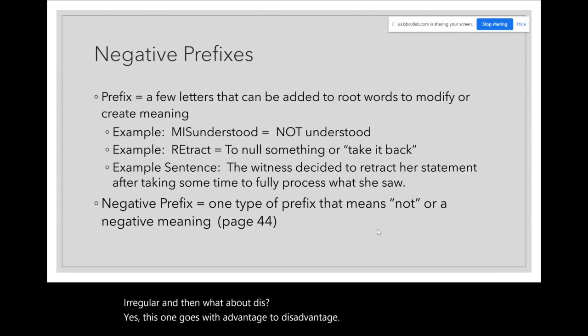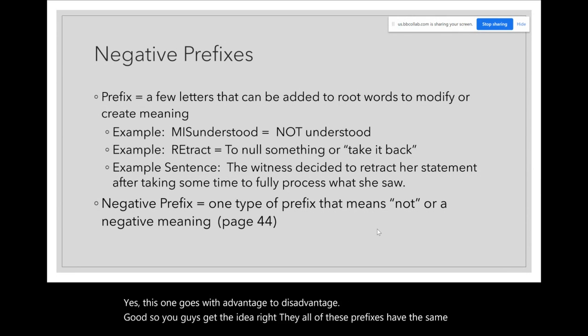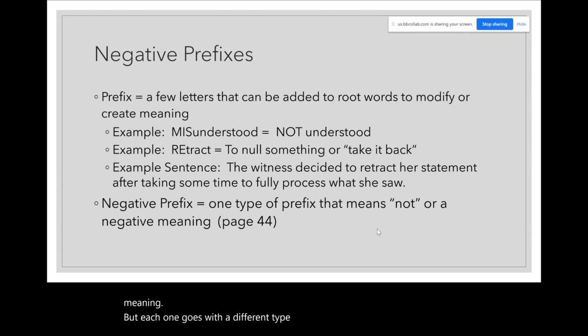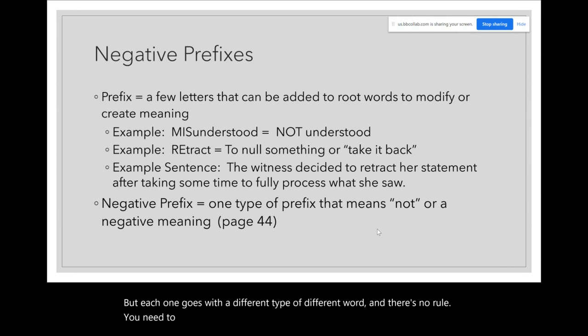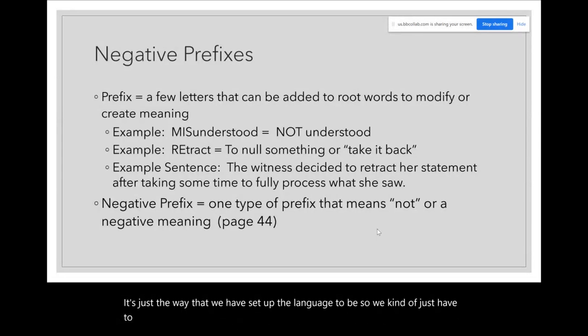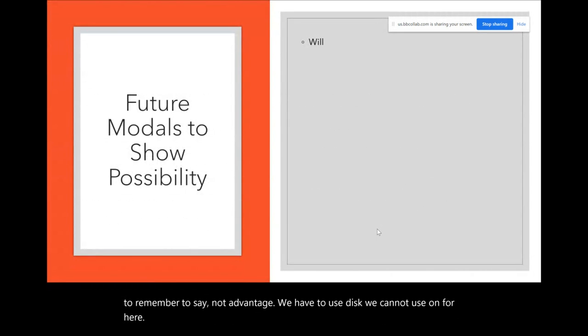Okay, good. So you guys get the idea, right? All of these prefixes have the same meaning, but each one goes with a different word. And there's no rule like, oh, you need to add it to a word that starts with an A, like advantage. There's no rule like that. It's just the way that we have set up the language to be. So we kind of just have to remember to say not advantage, we have to use dis. We cannot use un or ear or any of those other ones.